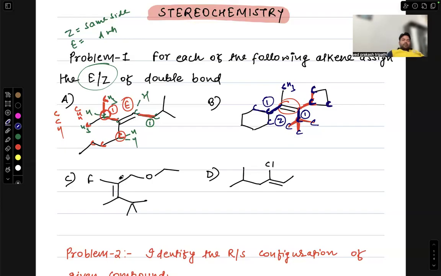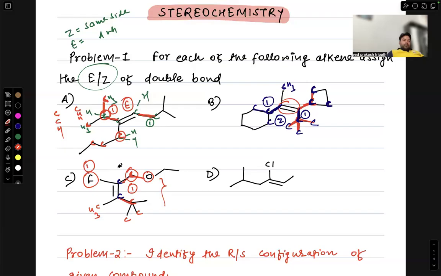Look at here. The very first atom here is carbon and here carbon. Now this carbon is bonded with two carbons and here oxygen. So between carbon and oxygen, oxygen has high priority. So between them, it would be my one. And here fluorine and the methyl. So if you compare, this one would be my first.